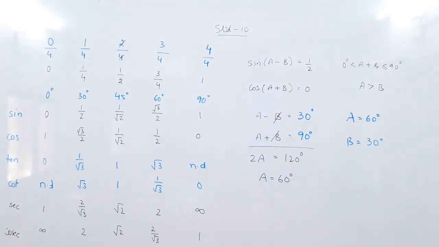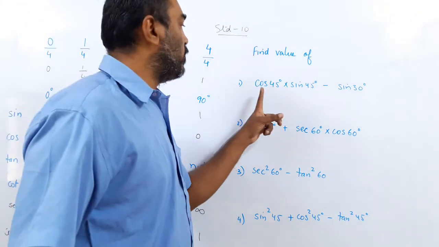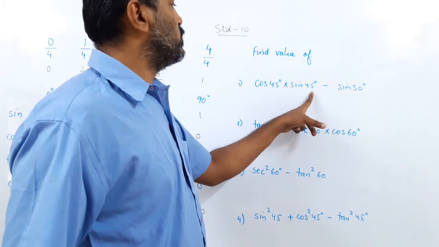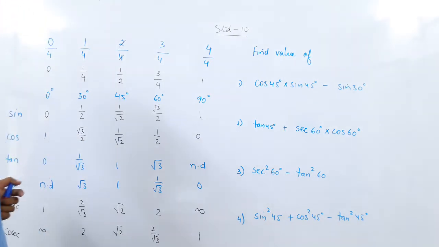Now we'll do a few other types of sums based on equations. As you can see, I put a few sums on the board, and these sums are based on the trigonometric table. So we have to do nothing but just find the value. The first question: find the value of cos 45 degrees into sin 45 degrees minus sin 30 degrees. So let us see the table and do the sum.